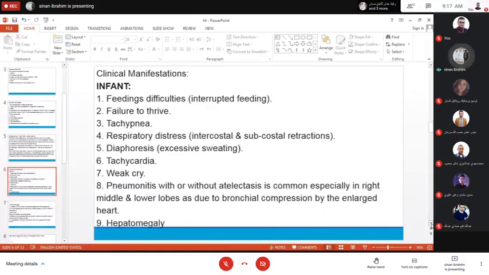What about the clinical manifestations of a patient with heart failure? Usually in infancy, the patient will develop feeding difficulty or interrupted feeding.